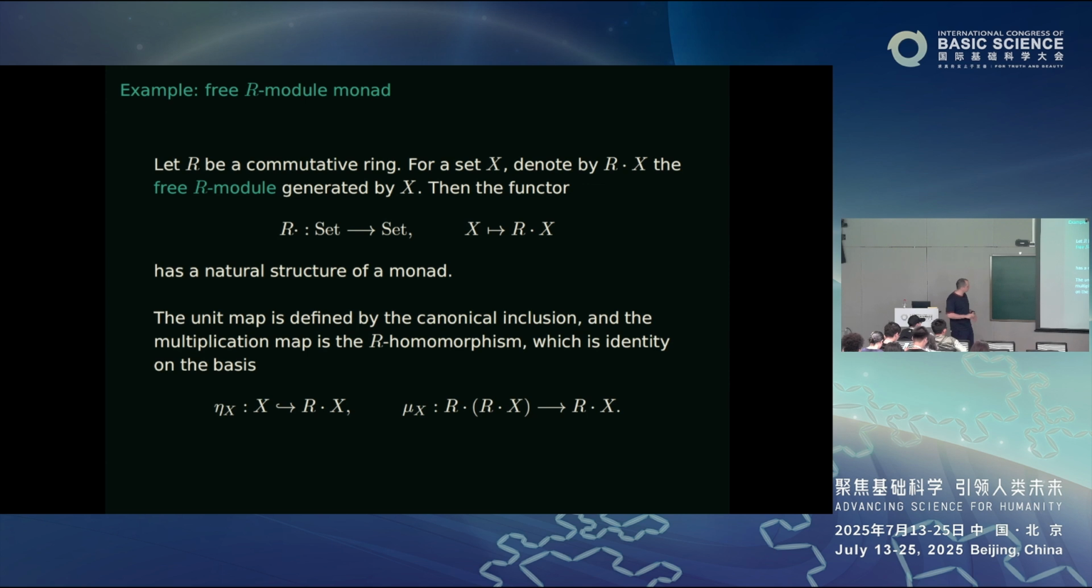Okay, now I will give you a slightly more sophisticated version of this example. Actually, here it is not very important that we start from a ring. You can do the same for any algebraic structure. You can replace free modules by free groups or free whatever, any algebraic structure, and this will give you some monad on the category of sets.